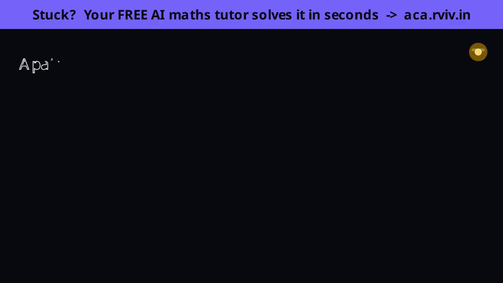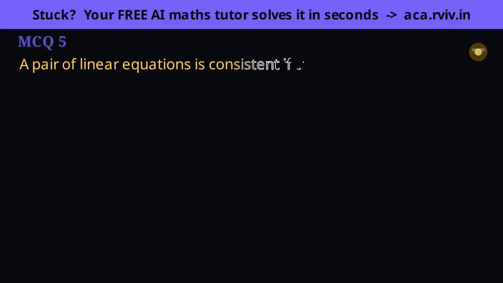Anchor on the definition. Consistent means the pair has at least one solution, at least one common point. So the question is really asking which line arrangements share a point. Think through all three cases before you pick.